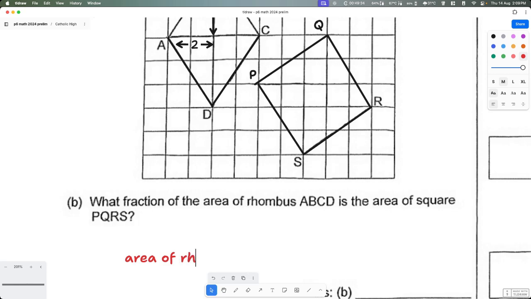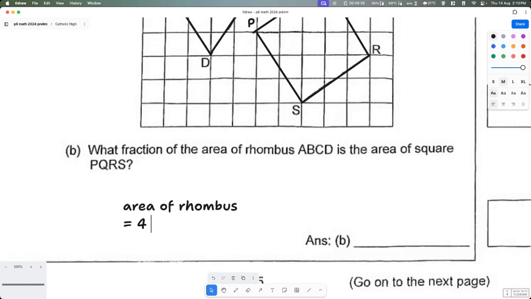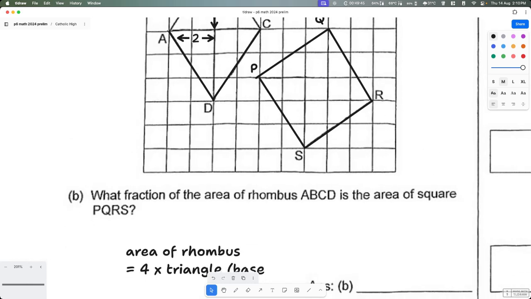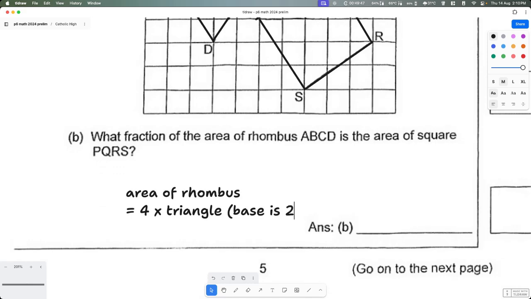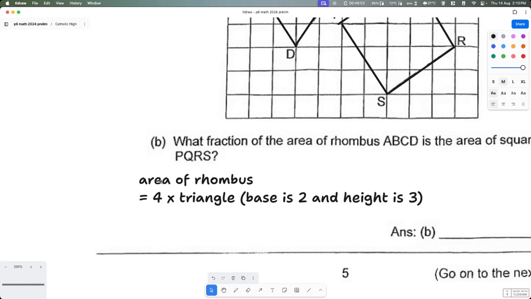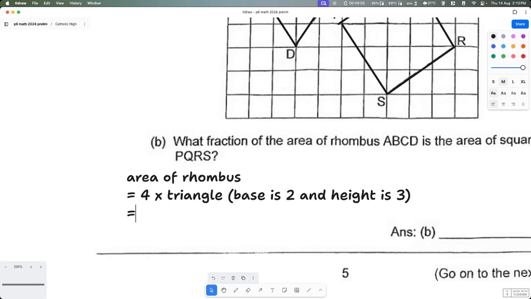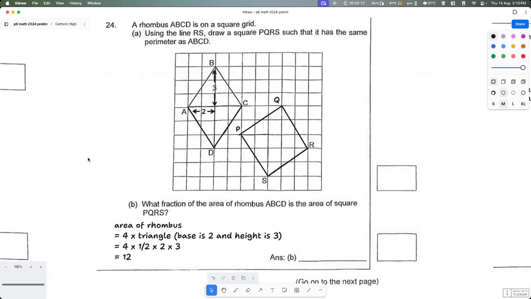So that means the area of the rhombus is equal to 4 times a triangle with base 2 and height 3. If you calculate, it's basically 4 times half times base 2 times height 3. So you can cancel the half and 2, so it's 4 times 3. This will be 12. All right, so now we have the first one.